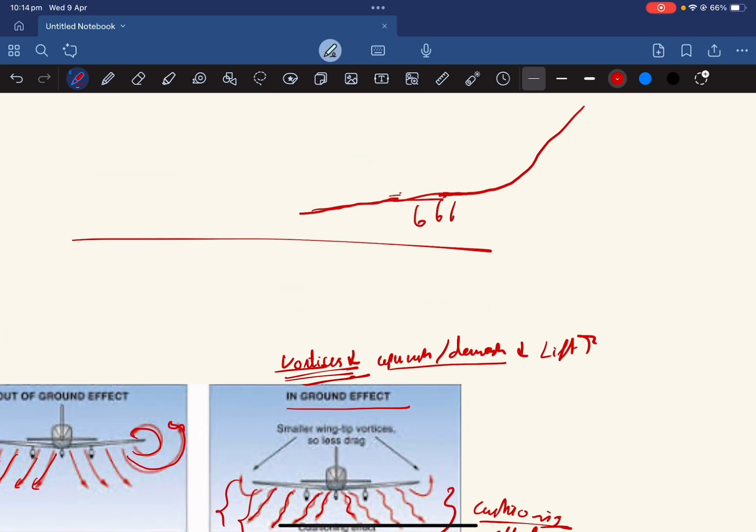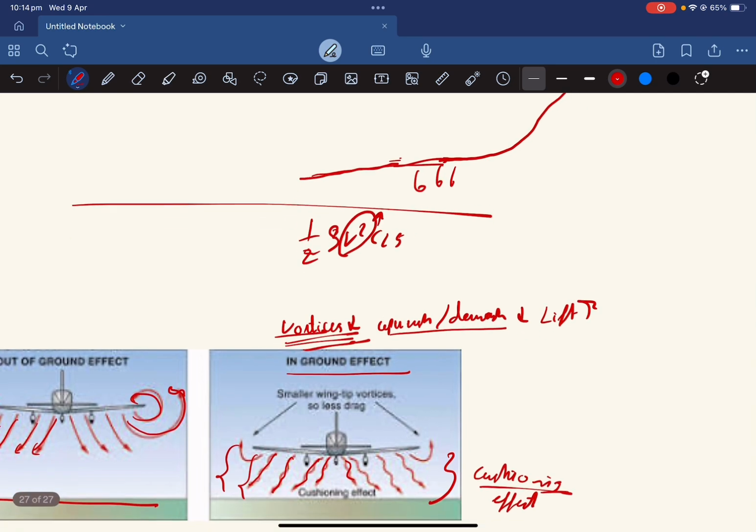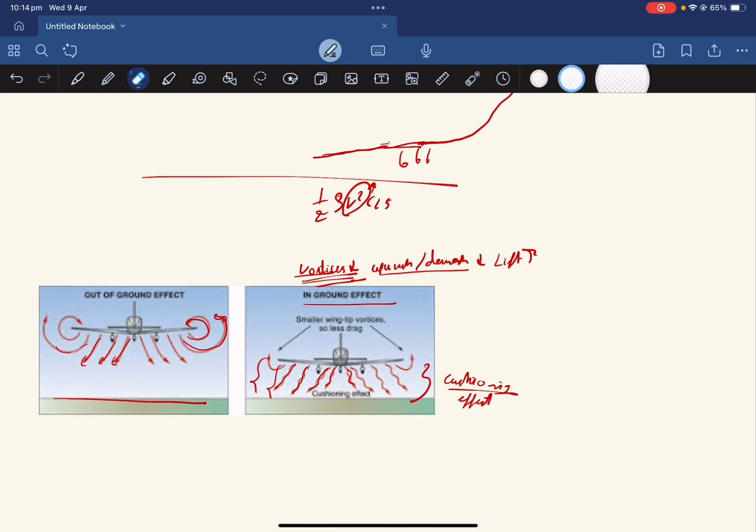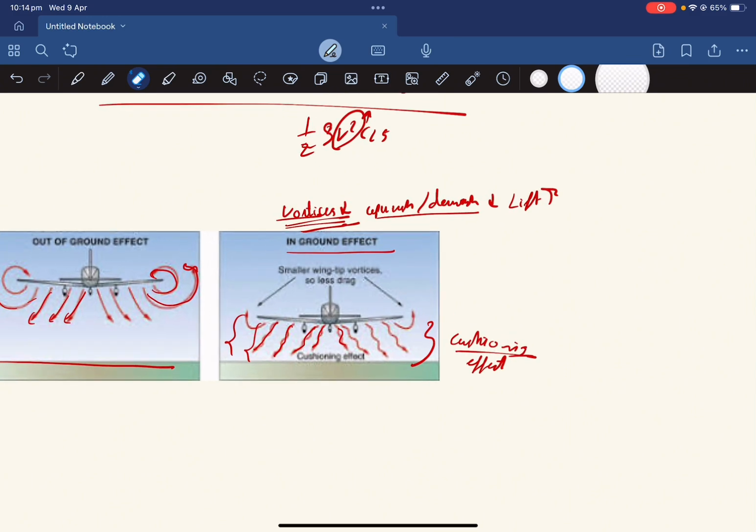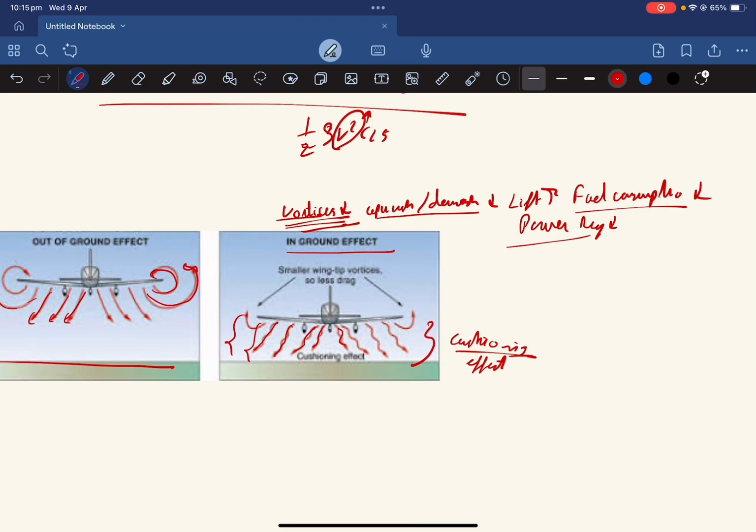And if your speed is not on point, and if your speed is higher than it should be, definitely it's going to float more. Why? Because lift is half rho V squared C_L S. If you increase the speed more than it should be, you're going to float even more. I hope this makes sense. So of course, if your lift is increased and your drag has decreased, your fuel consumption will decrease, your power required will decrease, and all these things are positive.